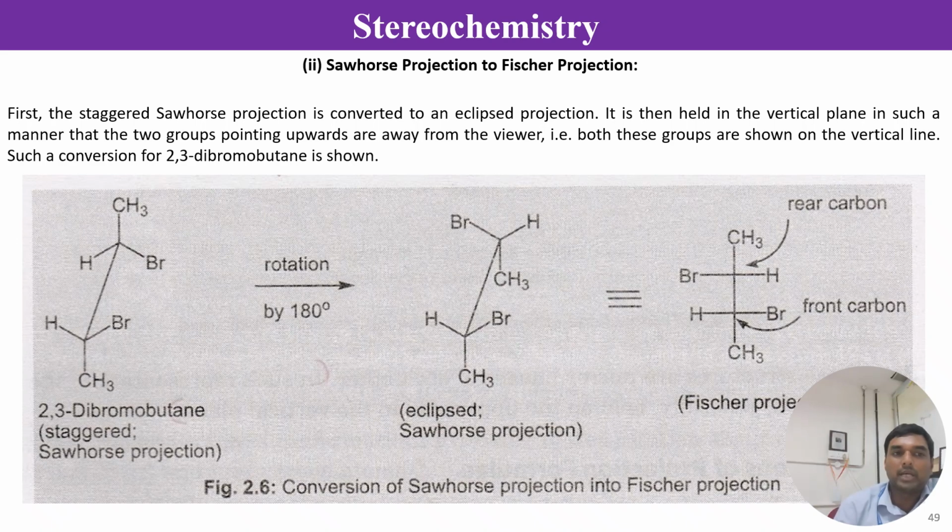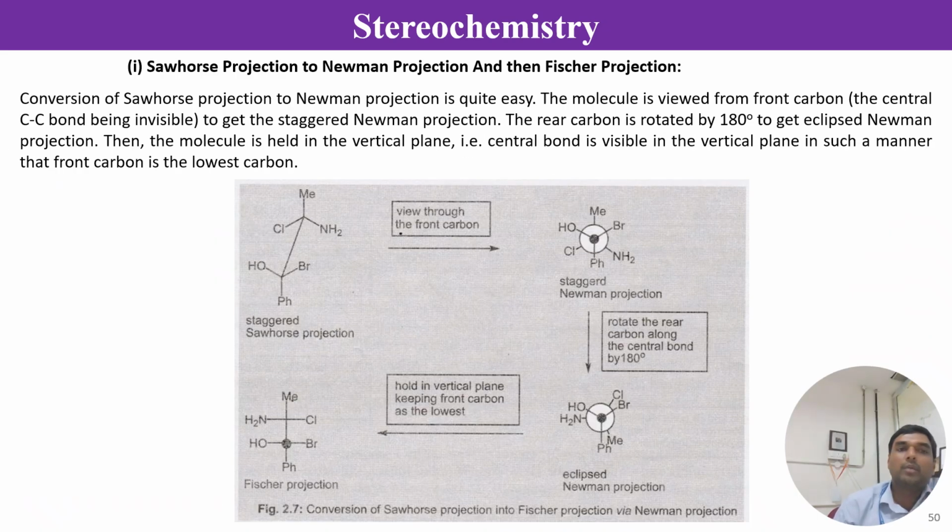Similarly, when we have 2,3-dibromobutane, you can show that the hydrogens are on the opposite side, on the rear carbon. It's a Fischer projection formula. Now, if you have this kind of compound, the first step is to make the Newman projection formula.